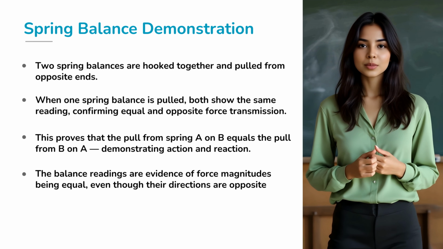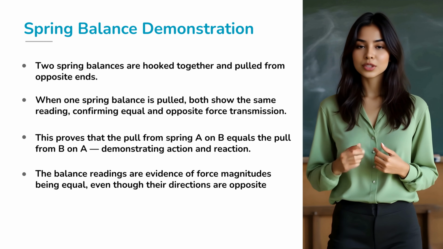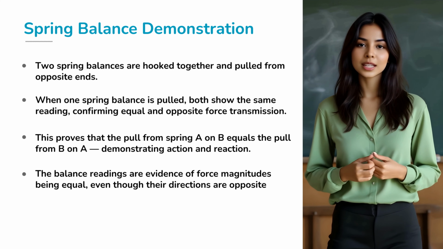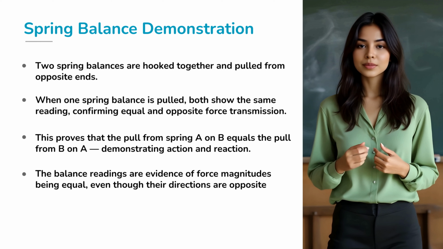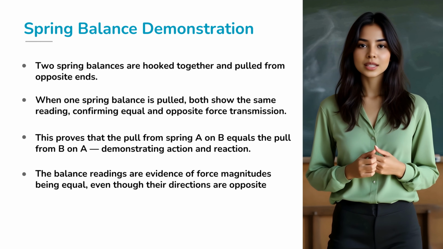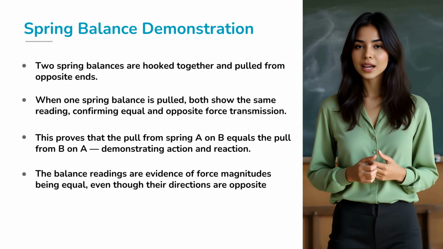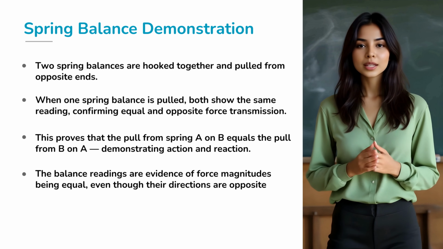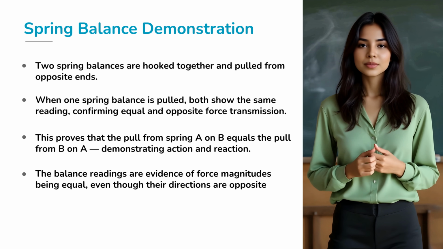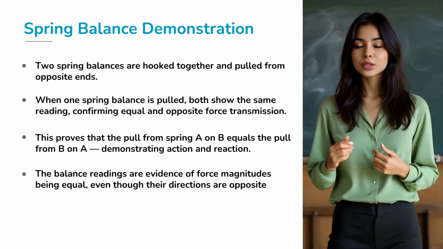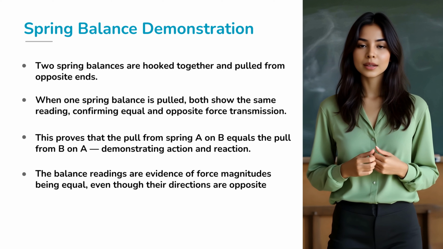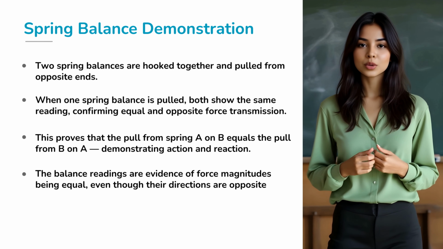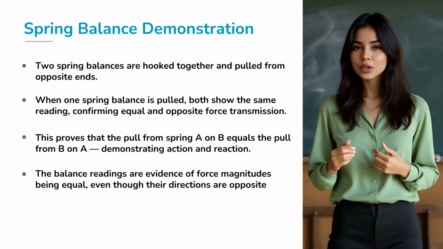Let's take a look at a simple but convincing experiment using spring balances. In this setup, spring balance A is attached to a fixed wall. Another spring balance, labeled B, is hooked onto A and then pulled. Here's the interesting part, both balances show the same reading. Why? Because when spring balance B pulls on A, spring balance A pulls back on B with an equal and opposite force. This proves the law in action.